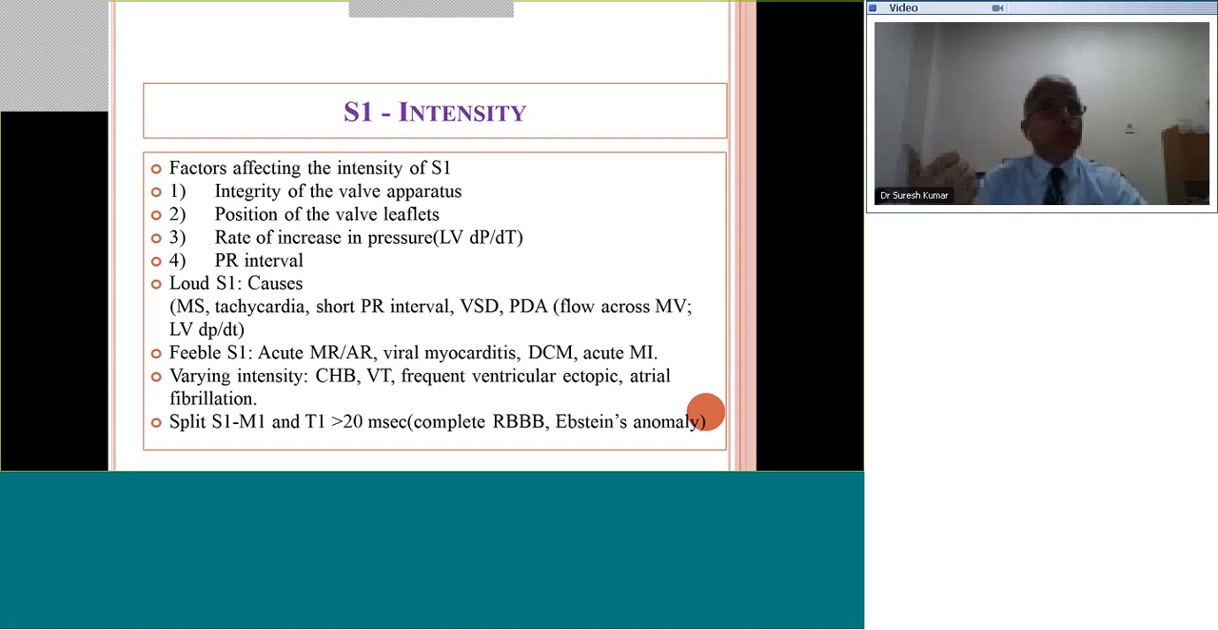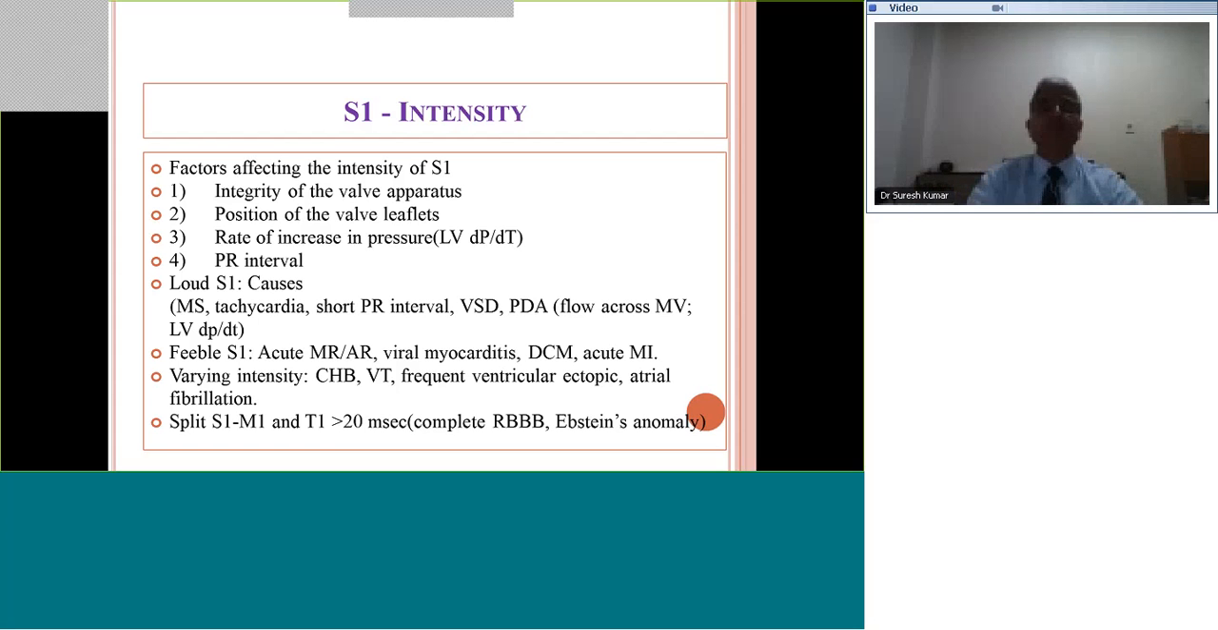Then your hand, are you exerting too much pressure on that or too little pressure on that? That is the equivalent of dP by dt. These are the three determinants of the intensity of the first sound. The integrity of the valve apparatus: a fibrosed or calcified valve would produce a dull first sound. The position of the valve leaflets: if the valve leaflets are far apart when systole begins, that will produce a loud first sound. If the rate of rise of pressure is higher, that will produce a loud first sound.